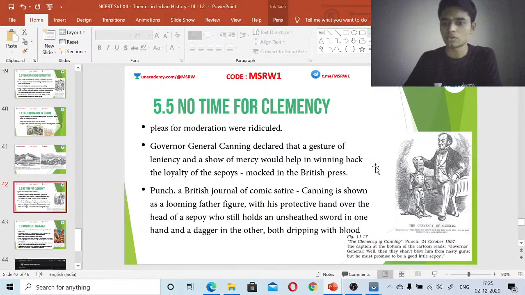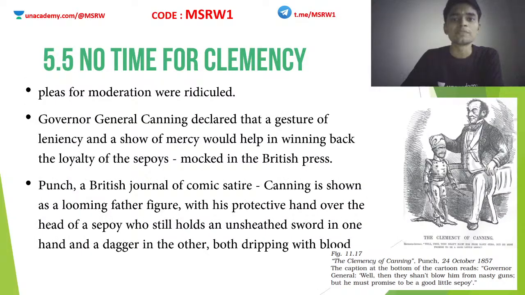All right. So moving on. No time for clemency. Okay. So those British people who actually tried to advocate some kind of peace, they were actually mocked by the British press. Okay. So the pleas for moderation were ridiculed.